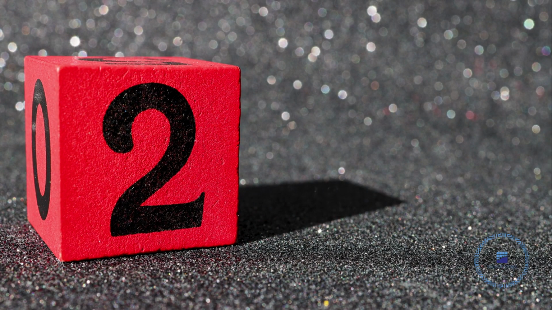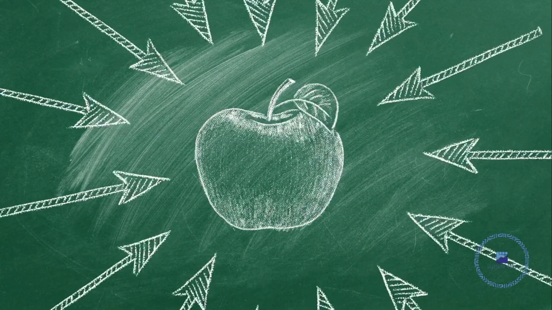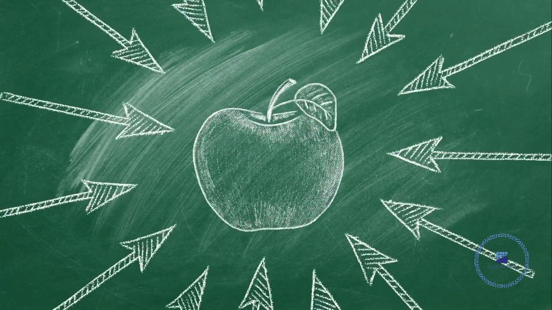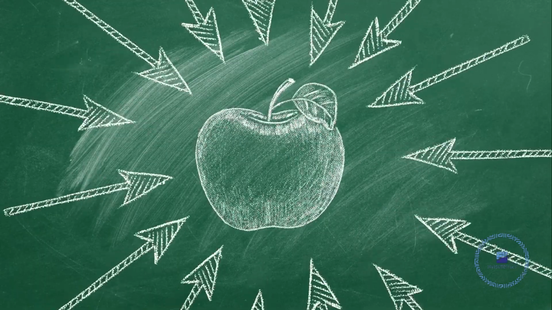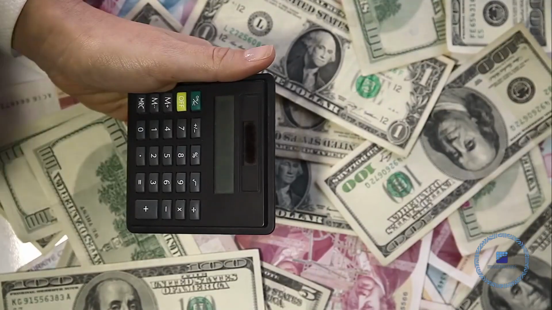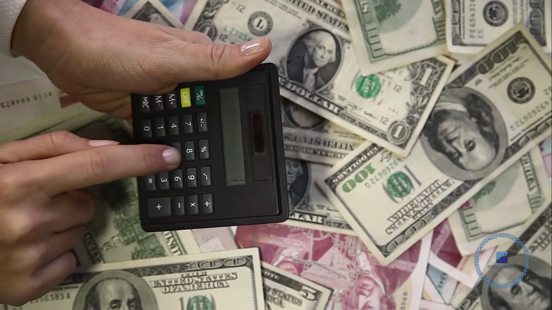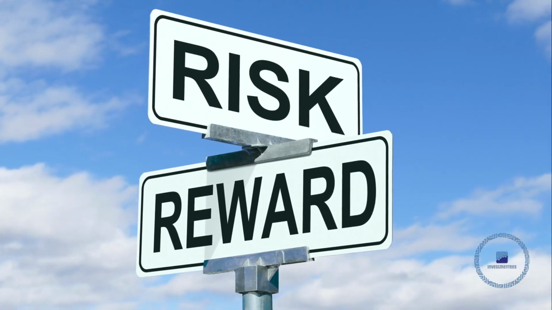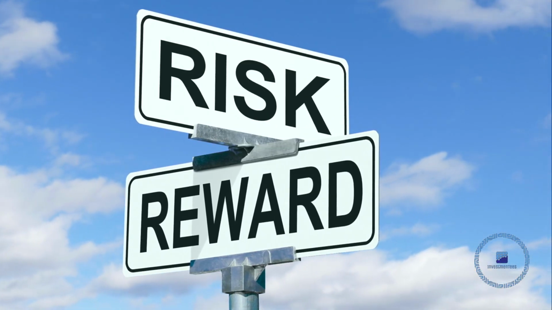Reward is your target price where you plan to sell and take profit. Using the same Apple trade, if your target price is $265, your reward is $15 per share. Step 3. Calculate the risk-to-reward ratio. Divide your reward by your risk. $15 divided by $5 equals 3. This is a perfect example of a 3-to-1 risk-to-reward ratio.